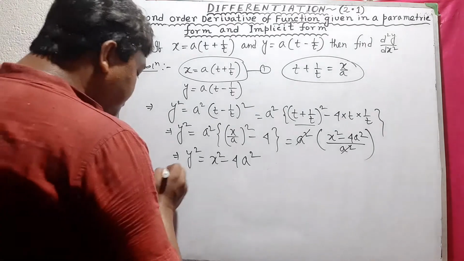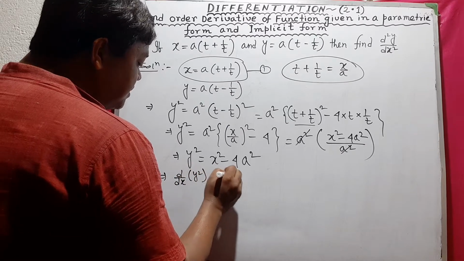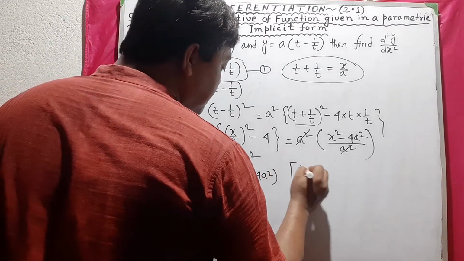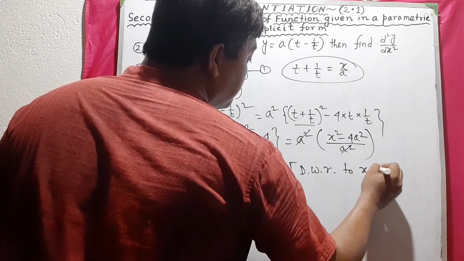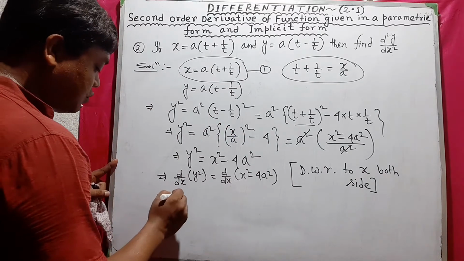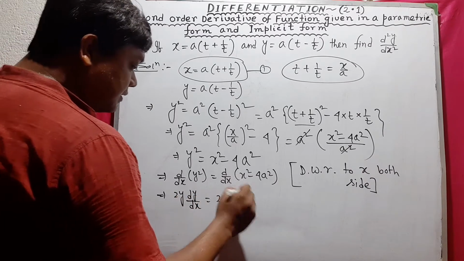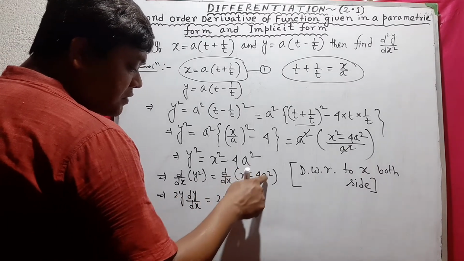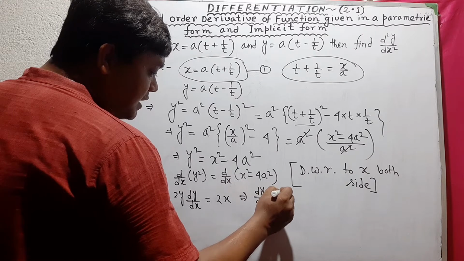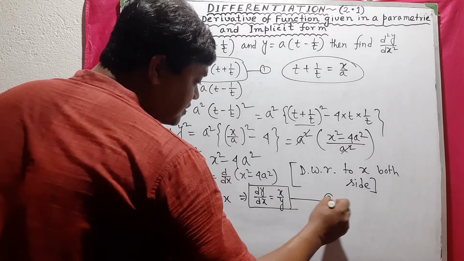So now differentiate with respect to x. So d/dx of y squared equals d/dx of x squared minus 4a squared, and write down here differentiate with respect to x, both sides. So that gives 2y dy/dx equals 2x, since the derivative of x squared is 2x and 4a squared is a constant, its derivative is zero. So dy/dx equals x by y. This is equation number 2.